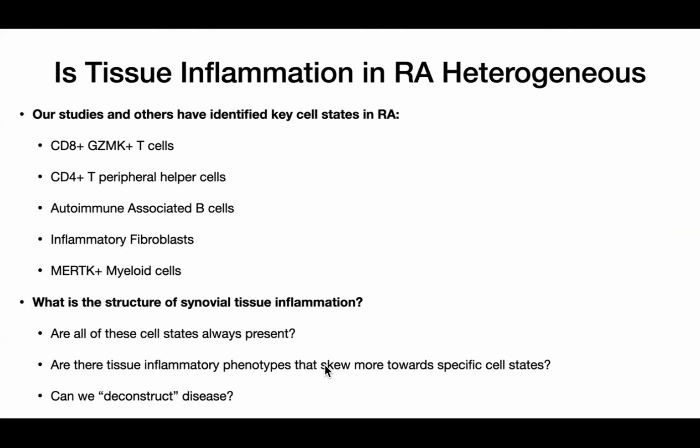So the question we want to ask is, is there a structure to synovial tissue inflammation? Are these cell states always present? Are they always expanded in all patients with RA? Or are there tissue inflammatory phenotypes that are enriched for certain of these cell states and depleted for others? So can we kind of deconstruct disease is what we're trying to do here. With the long-term thinking that if we found these different tissue inflammatory architectures, maybe they'd respond better to some treatments and not others.